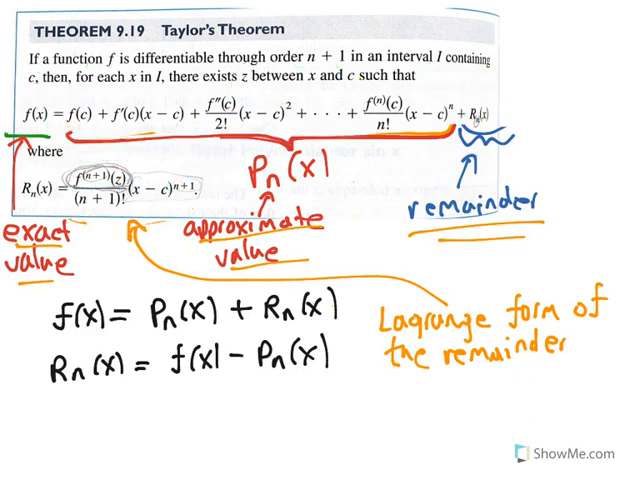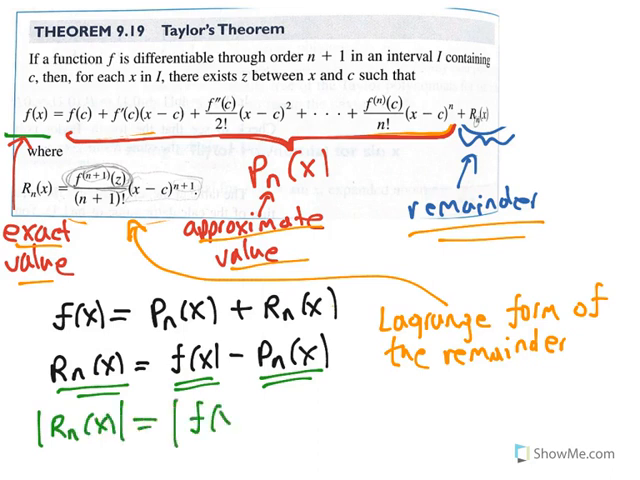So going back to vocabulary, the remainder is the difference between the exact value of the function evaluated at x and the approximate value for the function evaluated at x. If you put absolute value, then we say we have the error. So this is what we mean by the error of our approximation, where p sub n of x is approximating the function f evaluated at x.